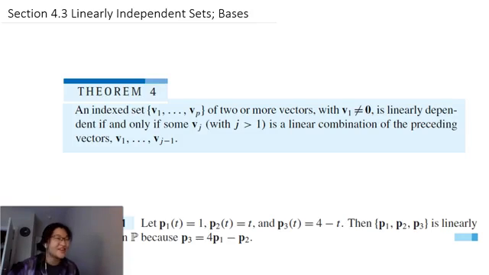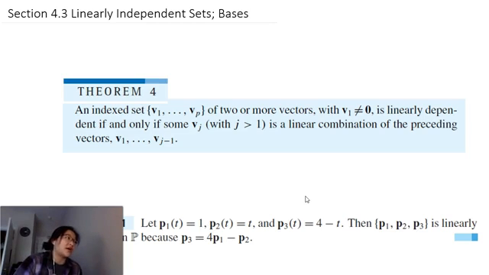Alright, welcome back. We are looking at section 4.3 on linearly independent sets and bases. So, we have an indexed set of two or more vectors, with our first vector not the zero vector. It is linearly dependent if and only if there is some vector vj that is a linear combination of some of the preceding vectors.